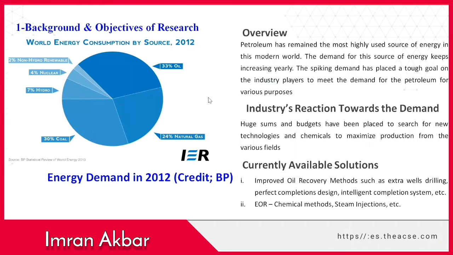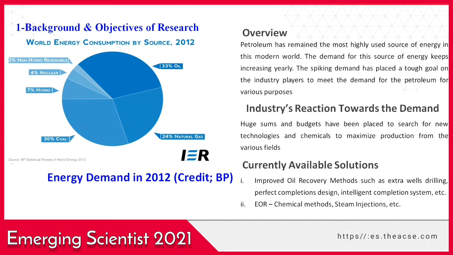In overview, petroleum has remained the most highly used source of energy in this modern world. The demand for this source of energy keeps increasing yearly. The spiking demand has placed a tough goal on the industry players to meet the demand for petroleum for various purposes. In reaction to the demand, huge sums and budgets have been placed to search for new technologies and chemicals to maximize production from the various fields.